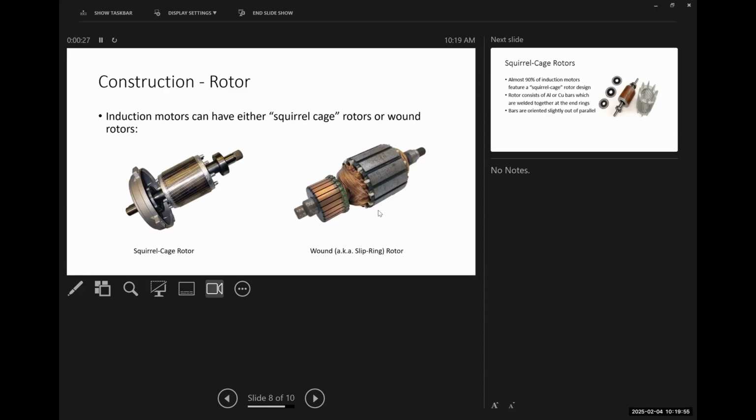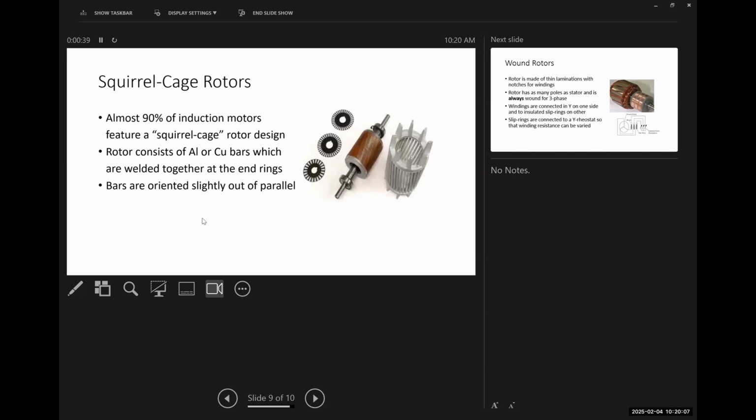Then we have our slip ring rotors. They have actual windings on them, whereas the squirrel cage rotor does not. If we look at the squirrel cage rotor specifically, it's made of thin laminated sheets of metal. Then we hook metal bars up and they're organized so that the bars are very slightly oriented out of parallel. The purpose of orienting them slightly out of parallel is to help develop more torque.